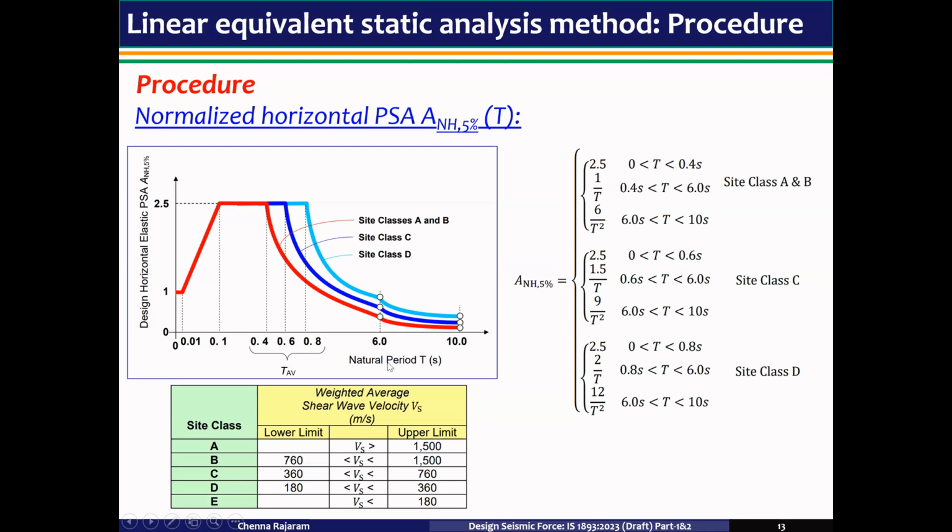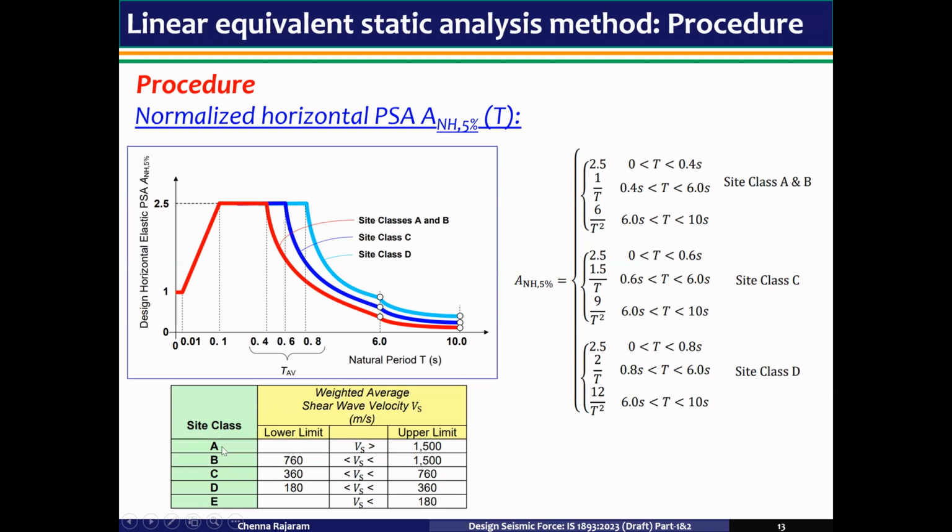Next is the normalized horizontal pseudospectral acceleration, that is ANH, for 5% damping. The plot is drawn between the natural period, that is T in seconds, and the design horizontal elastic pseudospectral acceleration on the y-axis. Here the plot is drawn for various site classes: A and B, site class C, and site class D. These site classes are based on the weighted average shear wave velocity values.